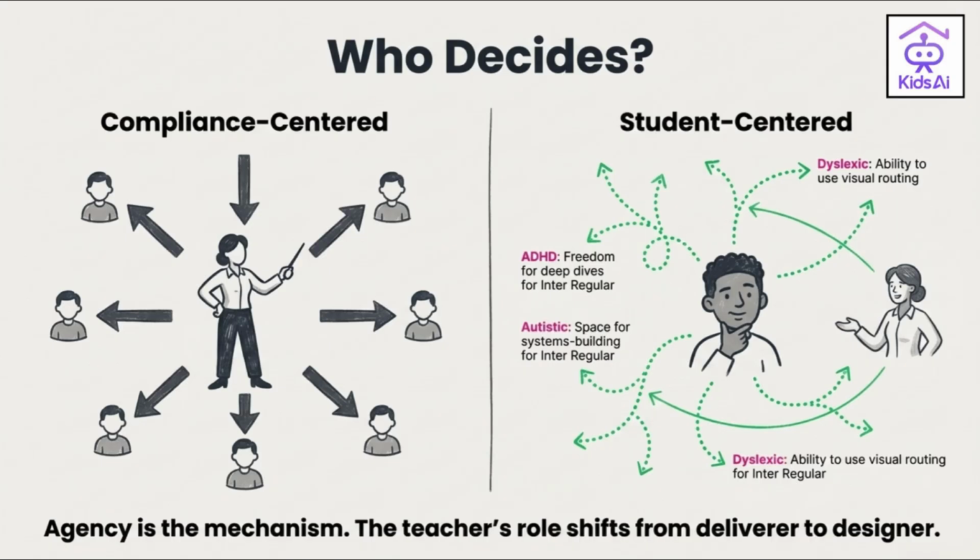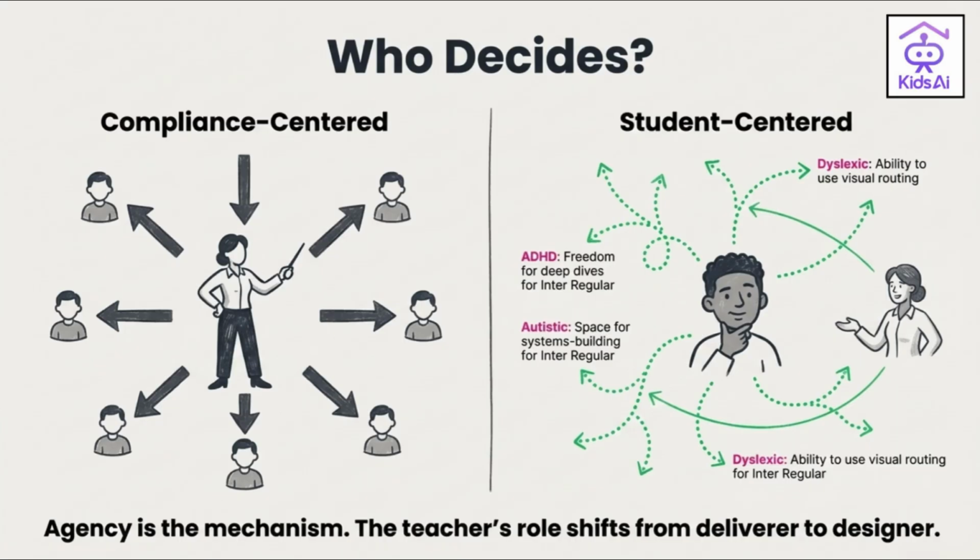So, who decides? The fundamental design choice: in compliance systems, the teacher decides. In agency systems, students decide. As you look at the left, there's a teacher in the center with arrows pointing to the students. All information is flowing from the teacher. The teacher is the sole authority on what's correct.